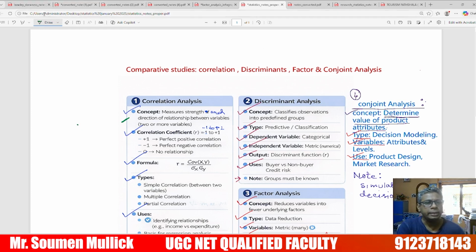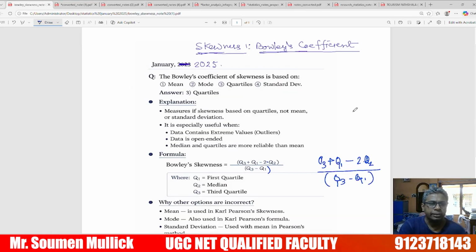Now we go to the next question. Our next question is based on skewness. Bowley's coefficient of skewness is based on mean, mode, quartile, or standard deviation. They have given four options. The correct option is quartile. Why is it quartile?